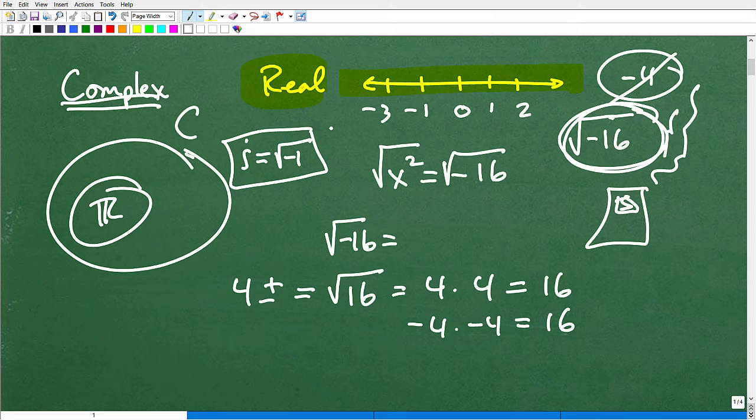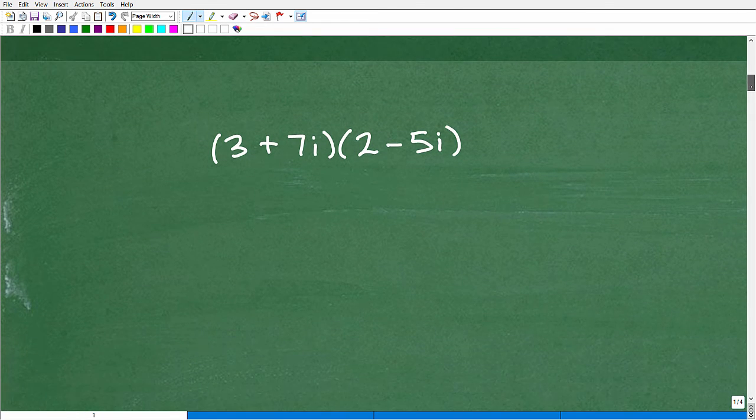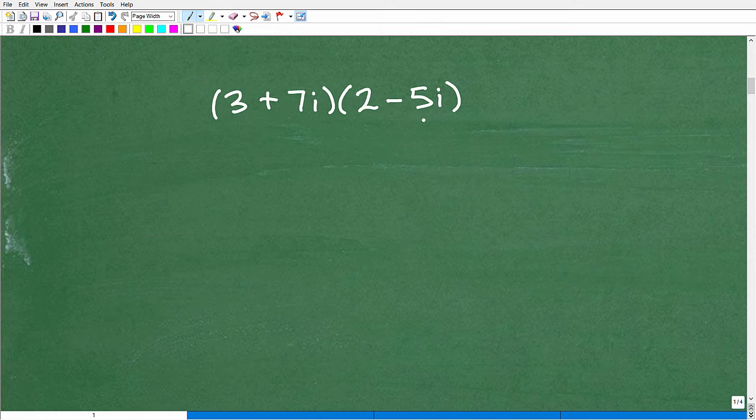But with that being said, I want to set the table here for why we need complex numbers. You cannot solve equations like this, x squared is equal to negative 16, without complex numbers. Very important. And as you transition from Algebra 1 into more advanced mathematics, Algebra 2 and beyond, you've got to be really good with these. So let's get into complex numbers, and we're going to multiply this question here.